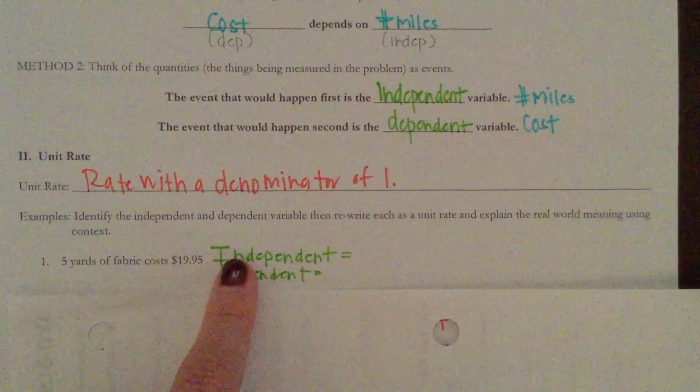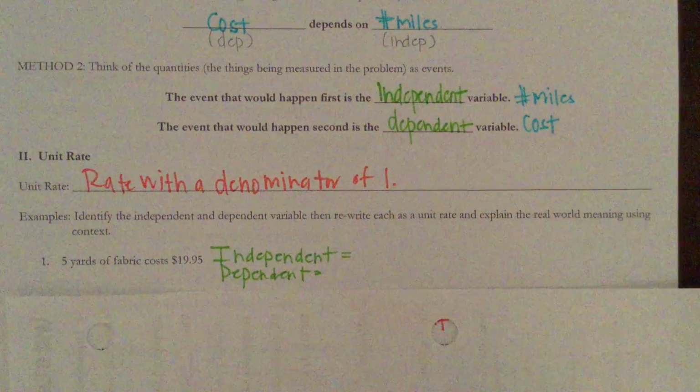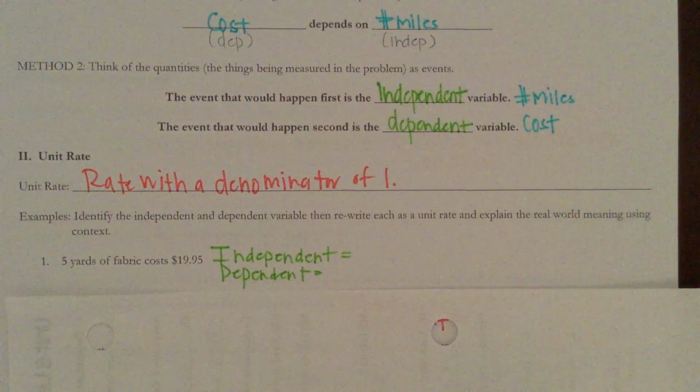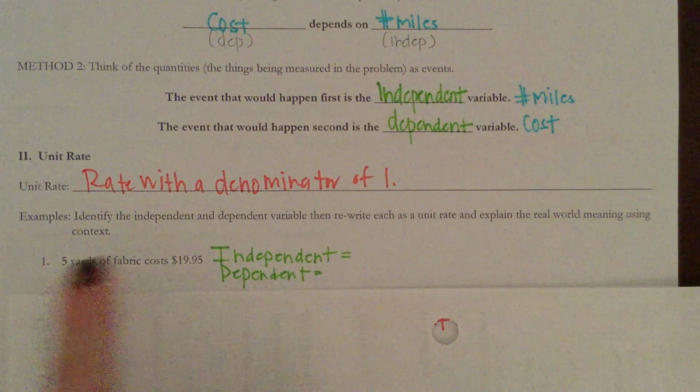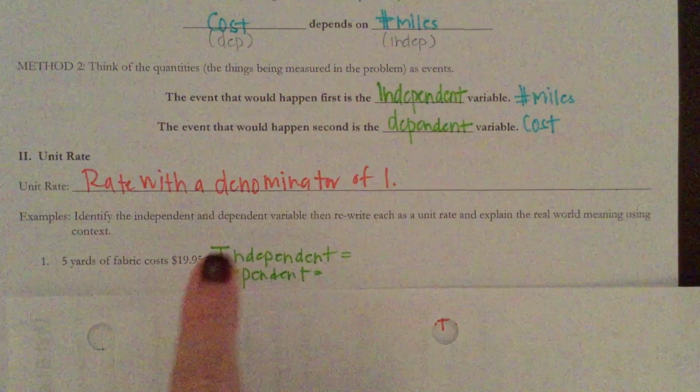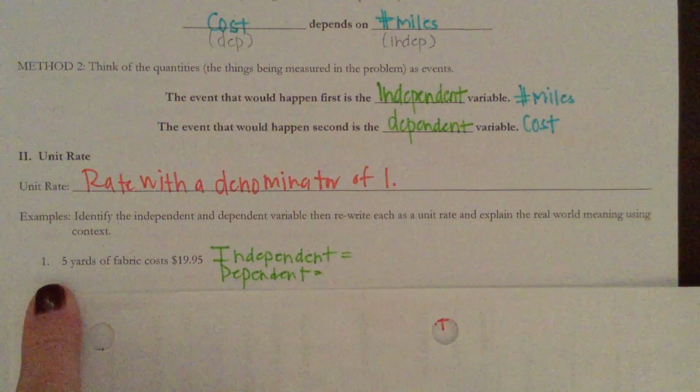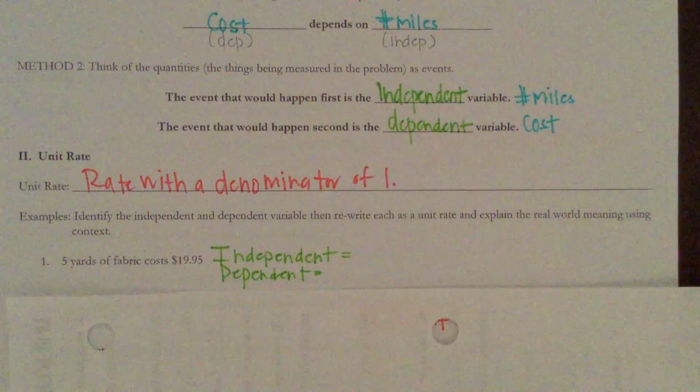The first thing we're asked to do is to identify the independent and dependent variables here. So you can think of this as a sentence. Does the number of yards of fabric I buy depend on the cost? Or does the cost depend on how many yards of fabric I buy? That's one way to think about it.